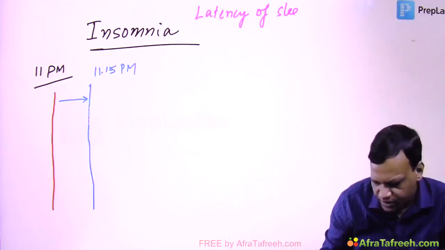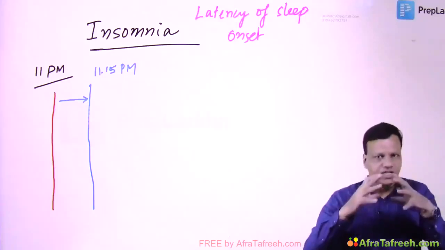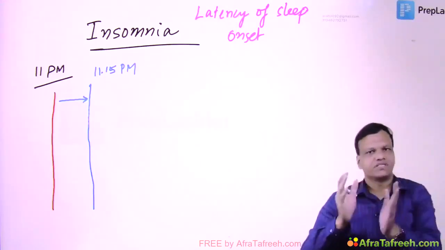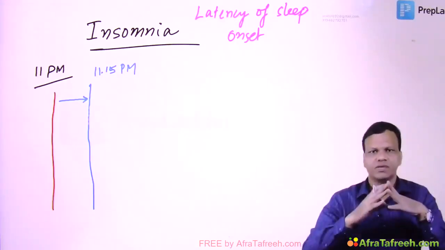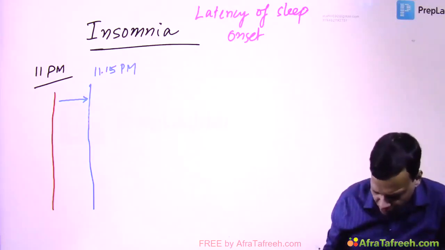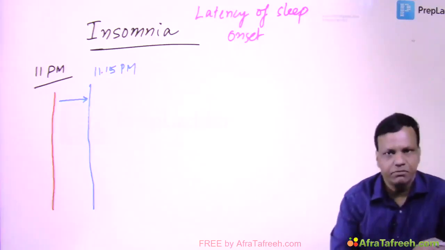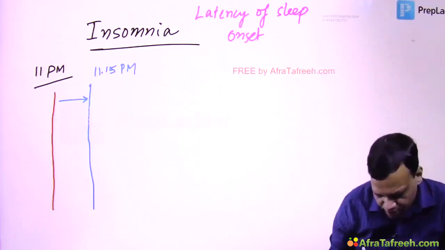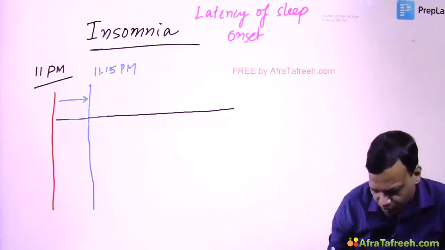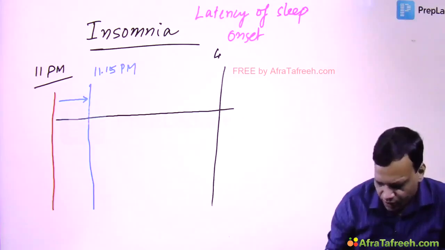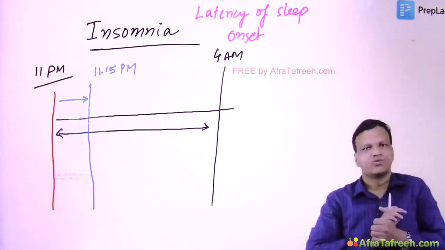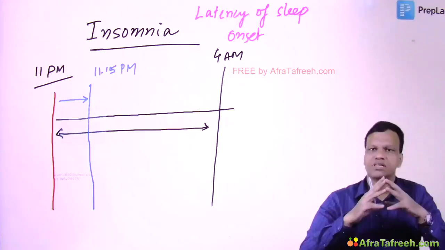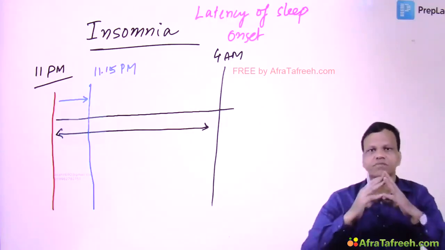Latency of sleep onset, or in simple words, after how much time after starting or trying to sleep the person sleeps. In a normal person, this is around 10, 15, 20 minutes. But a person with insomnia also tries to sleep at 11 p.m., but is not able to sleep. It is 12 a.m., 1 a.m., 2, 3, 4 a.m. So the person is sleeping at 4 a.m. So this is the latent period now. That is the major problem in insomnia: the person is not able to sleep even after trying.